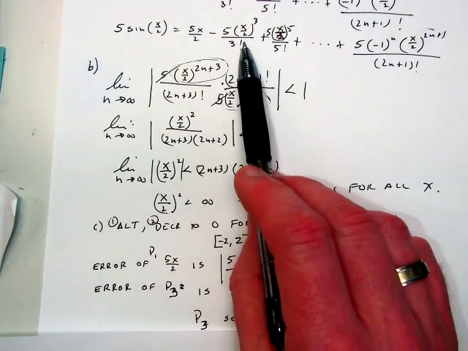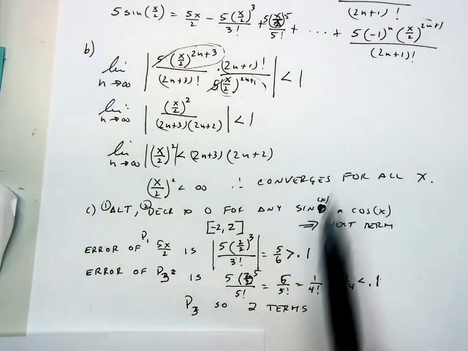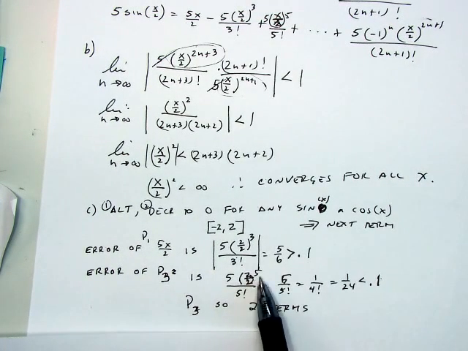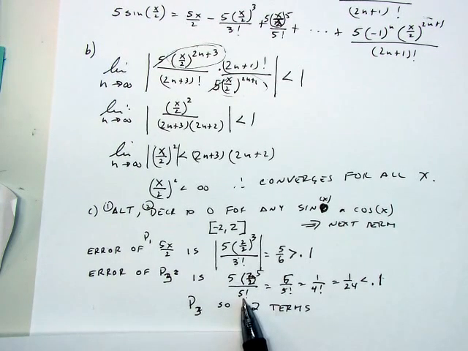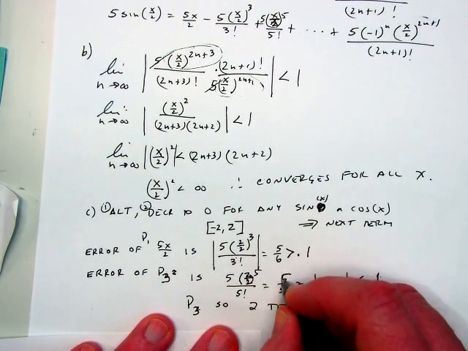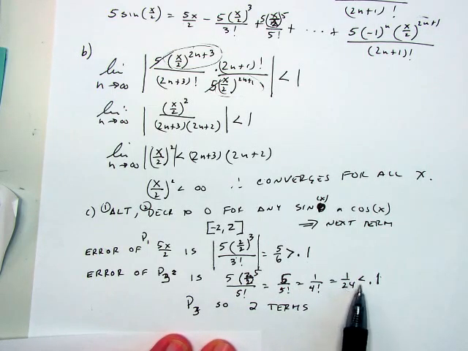So we've got to find the error on the P3. So I'm going to plug in 2 here, and I get 5 times 2 to the 5th, all over 5 factorial. So I get 5 over 5 factorial, which is the same as 1 over 4 factorial, which is 1/24th, which is less than 0.1. So what is our conclusion?